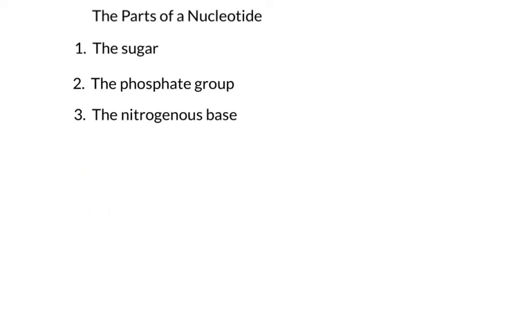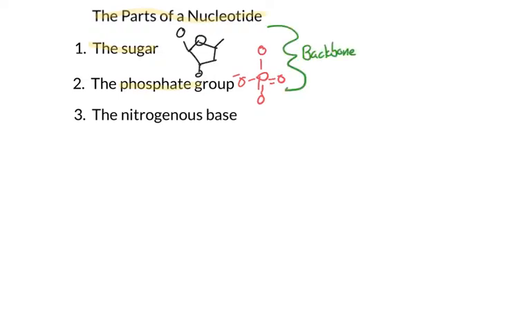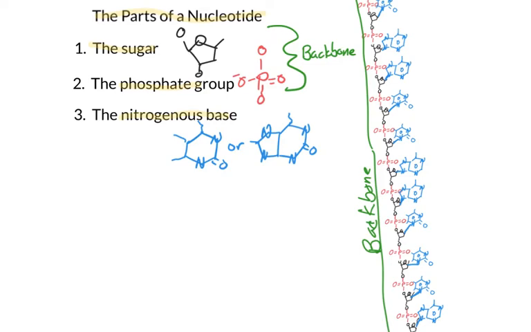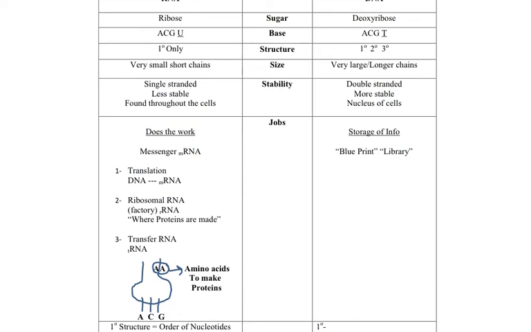So those are the three parts of the nucleotide. You need to have a sugar and a phosphate, and those form the backbone of the DNA or RNA. And then we'll also see the nitrogenous base. So three parts of a nucleotide: sugar, phosphate, nitrogenous base. Now we're going to focus on the similarities and differences between RNA and DNA.